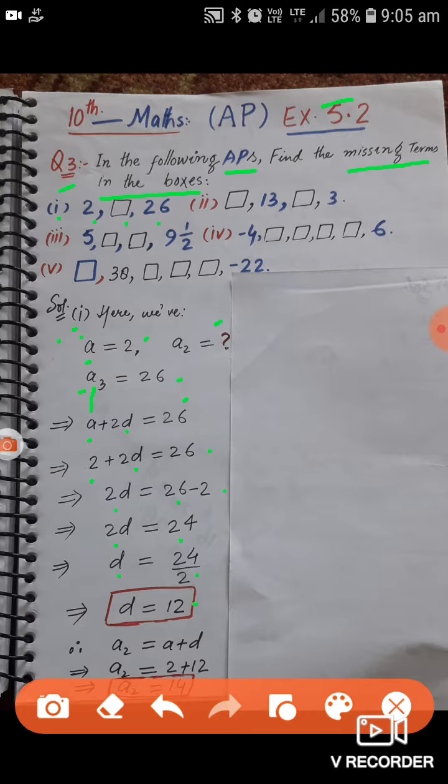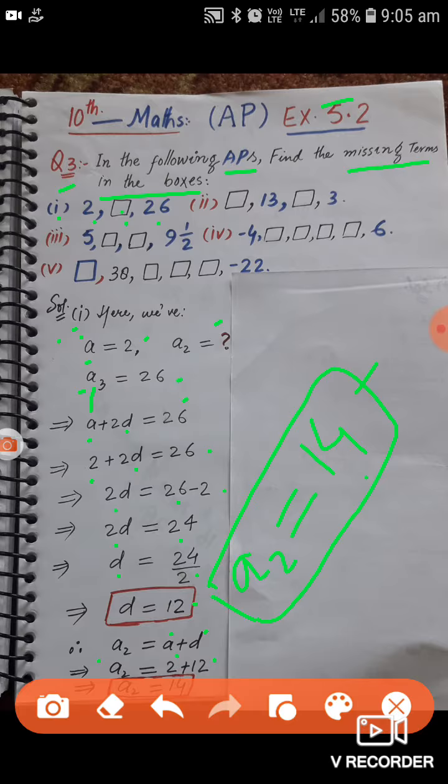Now here we have to find a2, that is second term of AP, that is equal to a plus 1d or a plus d. So a2 will be equal to a plus d, that is 2 plus d, and d here is now 12. So we will get a2 equal to 12 plus 2 means 14. So our term in the box in the first AP is 14. So this box has a value of 14.